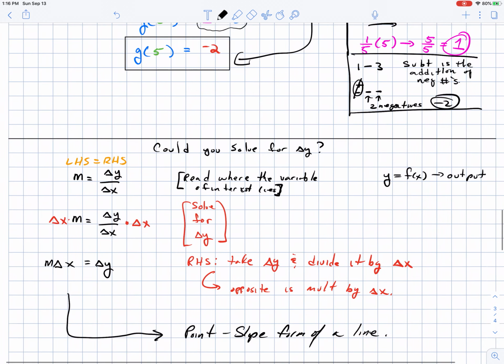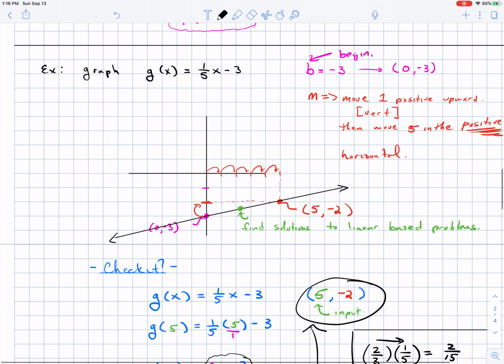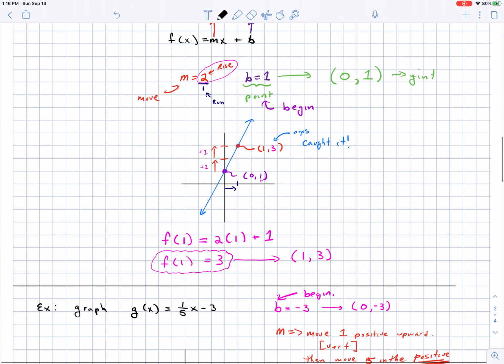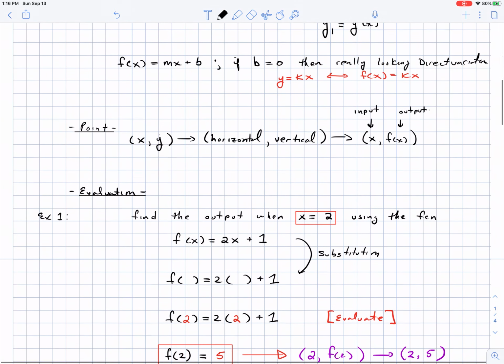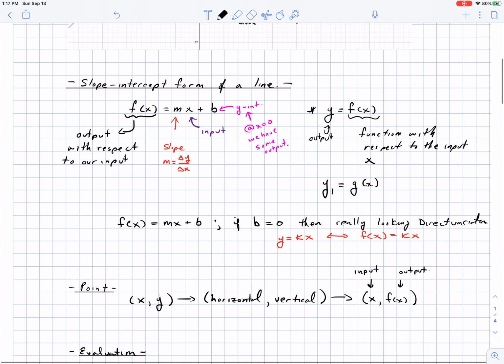So those are the base concepts of where we're going and how we've been doing, okay? We're pulling all of this information together, all right?